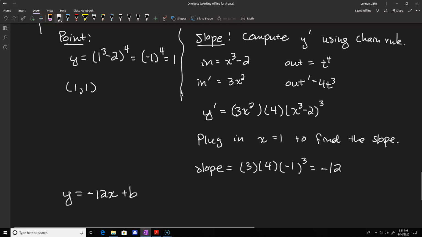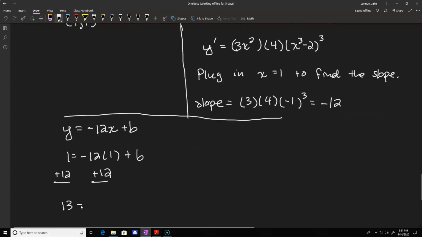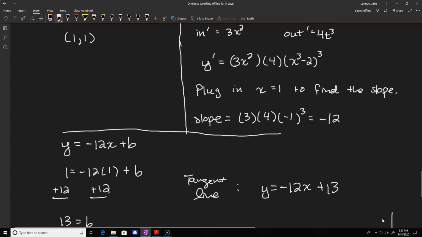So let's kind of compartmentalize this. So what we can do now is plug in the 2 values, one for y and one for x. And we just need to add 12 to both sides. And we see that the value of b is equal to 13. So 13 is equal to b. So the tangent line has equation y equals minus 12x plus 13. So that is it for finding the equation of the tangent line.